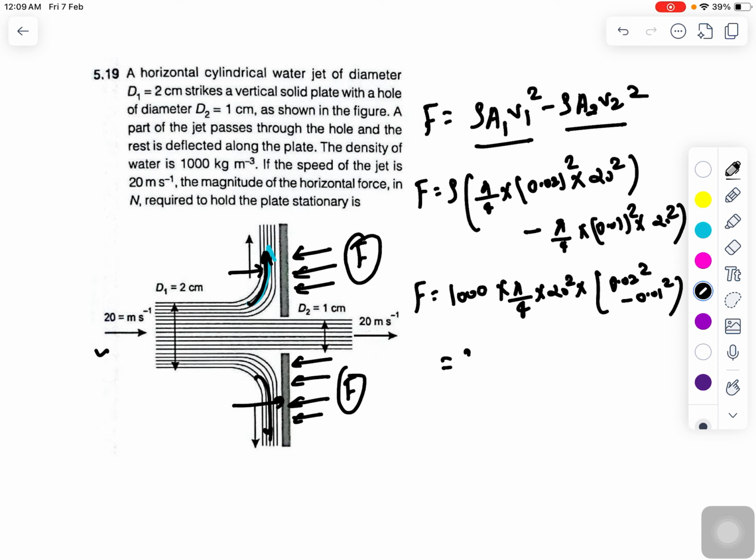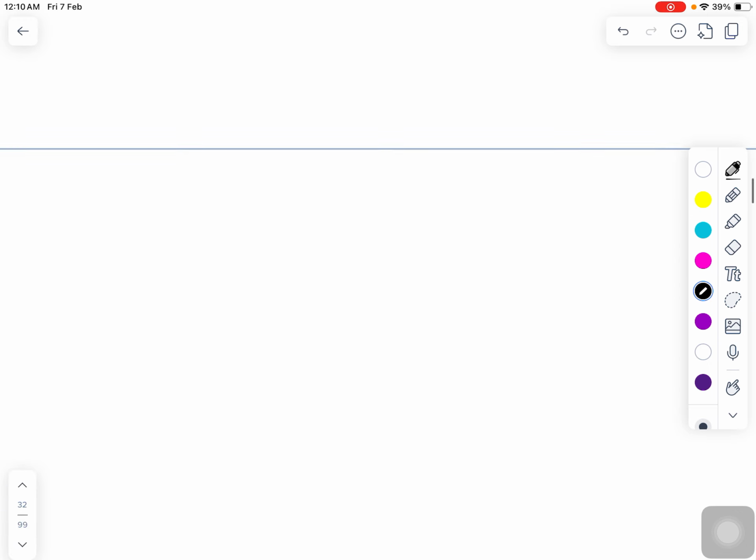Okay, so once you do the calculation, you will get approximately 94 Newton of force that you have to apply in order to maintain these things. Yeah, 94.27 something like that. So that force is being applied from the opposite direction in order to hold the plate in a stationary condition. Okay, I hope this question is clear to all of you.